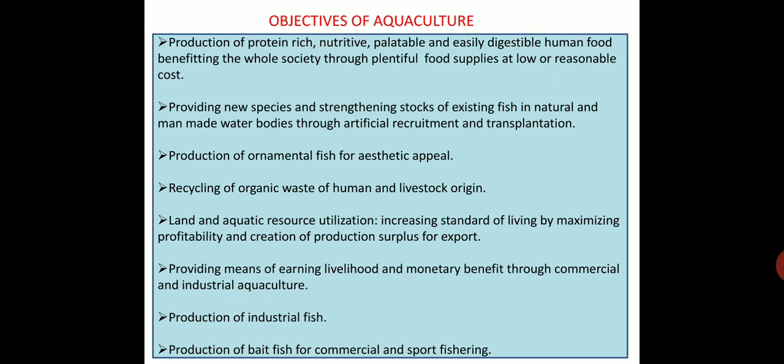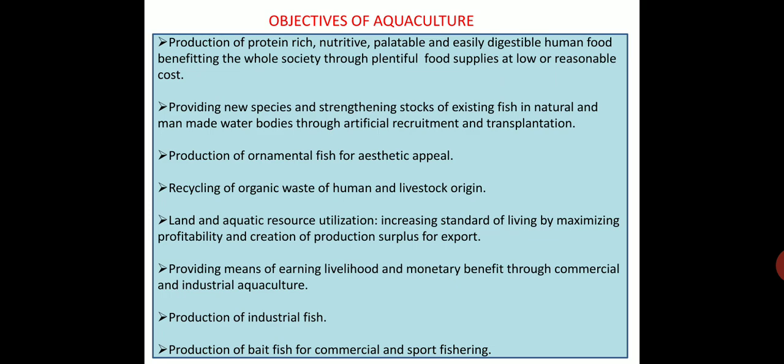When you come to the objectives of aquaculture, the first is the production of protein-rich, nutritive, palatable, that means tasty, and easily digestible human food which benefits the whole society through plenty of food supplies at low or reasonable cost. This is a very important objective of aquaculture. Along with this, providing new species and strengthening the stock of existing fish in natural as well as man-made water bodies through artificial recruitment and transplantation.